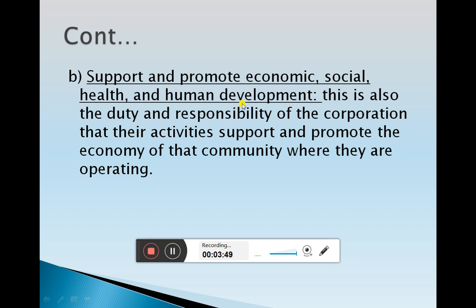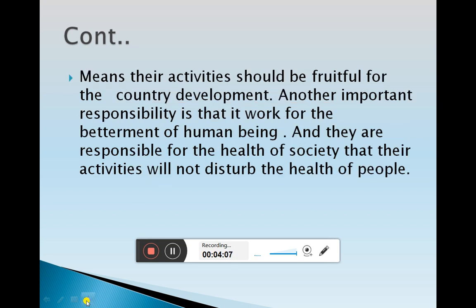So therefore it simply says that it is the responsibility of the corporation that they must support and promote the economic, the social, the health and human development of the society where they are operating. Hope inshallah a bit of an idea will be clear to you. Things are very much easy.